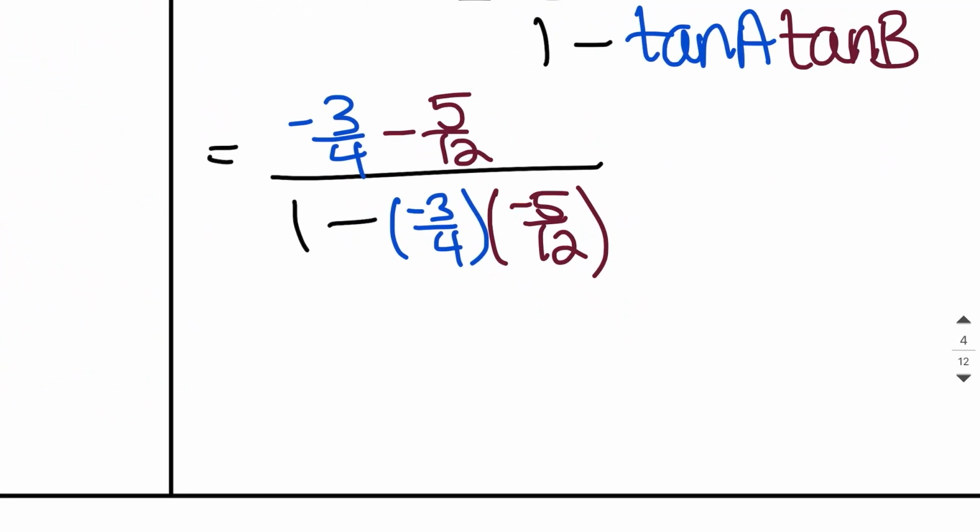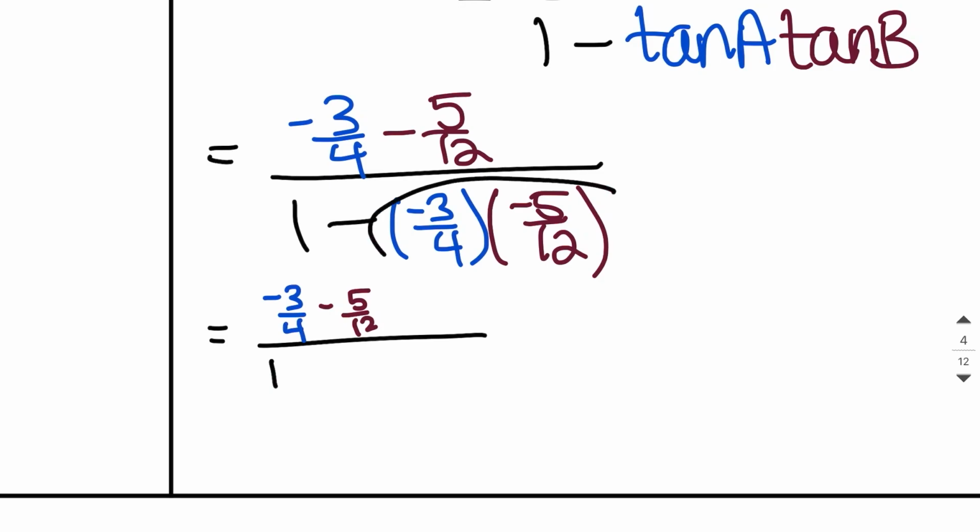I'll zoom in on this now. I'm just going to keep this -3/4 on top, this -5/12, and evaluate my multiplication right here. So -3 times -5 would end up giving me positive 15. However, there's this minus sign right here, so the 3 negatives would still stay negative. So I would write down minus, and then I would get 15 on top over 4 times 12, which is 48 on the bottom.